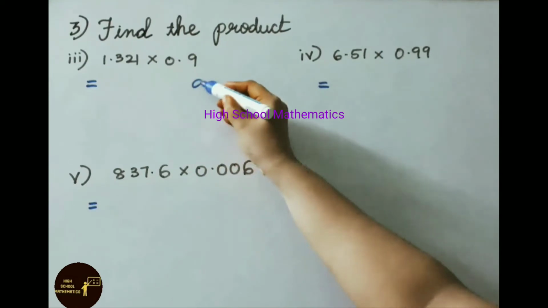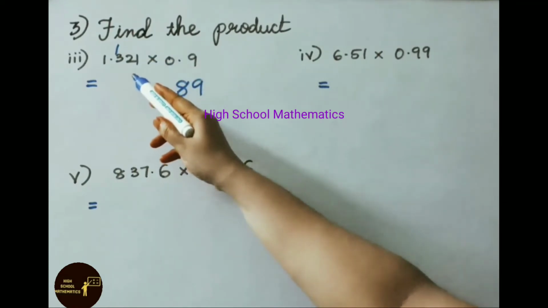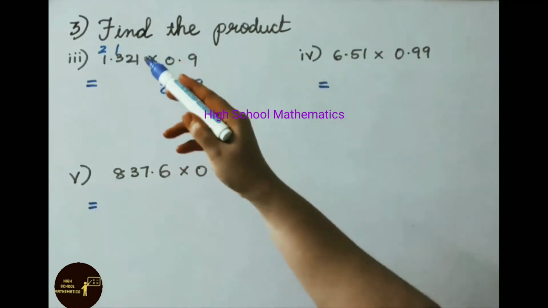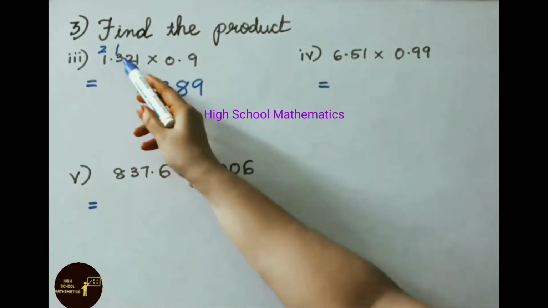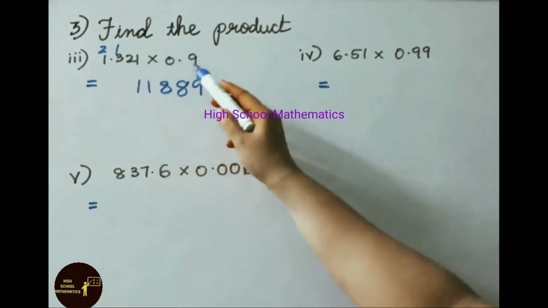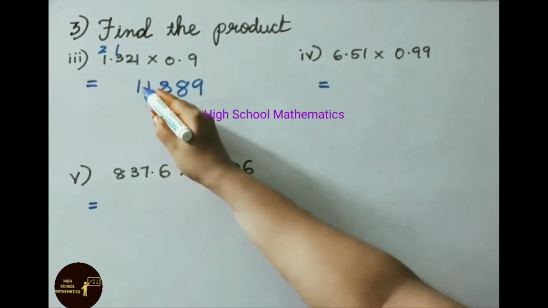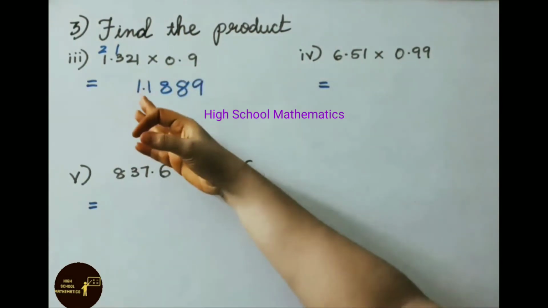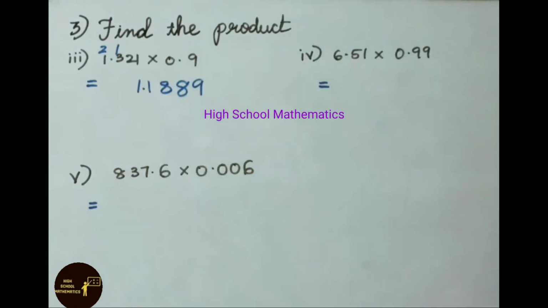9 ones are 9. 9 twos are 18, 8 carry 1. 9 threes are 27 plus 1, 28. So 8 carry 2. 9 ones are 9. 9 plus 2, 11. Now count the decimal places. Here, how many decimal places are there? 3 numbers. Here decimal point after 1 digit. So 3 plus 1, 4. So right side onwards, 4 digits before we place the decimal point. So the answer is 1.1889. If we multiply any number by 0, we get zeros only. So we did not multiply here by 0. Directly we multiplied by 9 and placed the decimal.